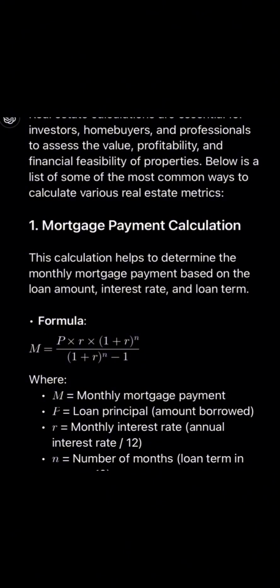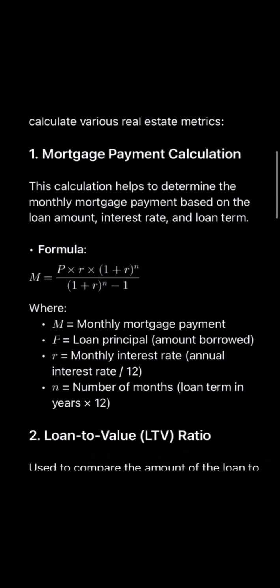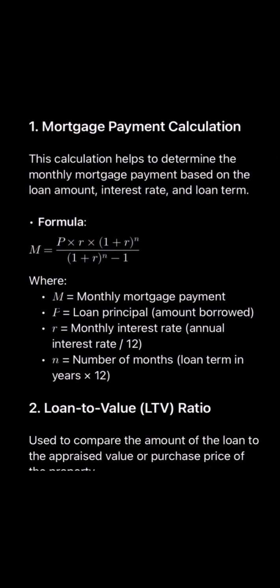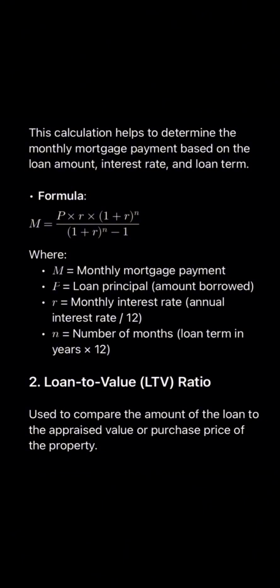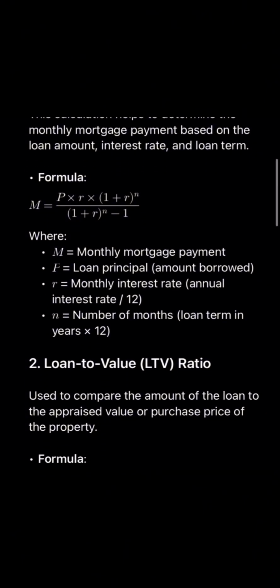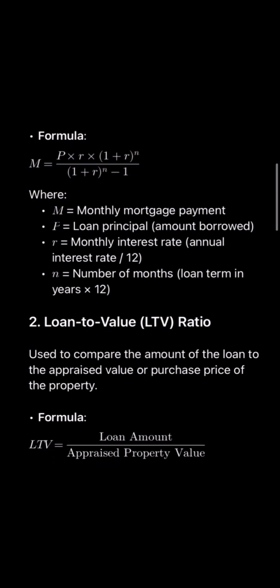and loan term. Formula: M = P × [R(1 + R)^N] / [(1 + R)^N − 1], where M equals monthly mortgage payment, P equals loan principal amount borrowed, R equals monthly interest rate, annual interest rate divided by 12, N equals number of months, loan term in years times 12.